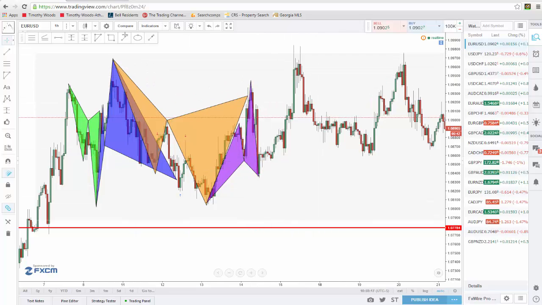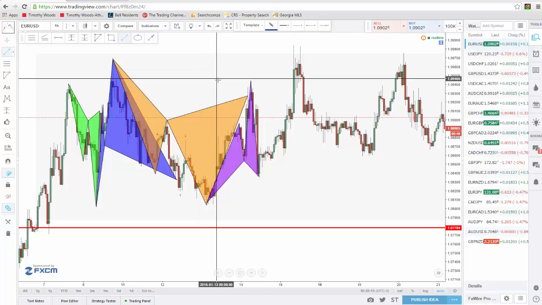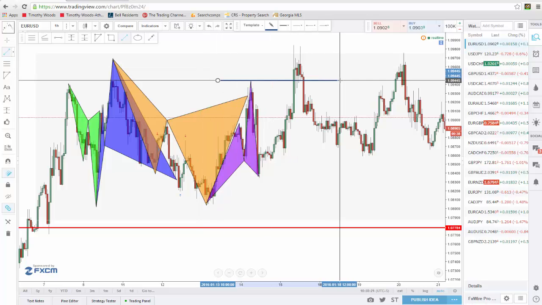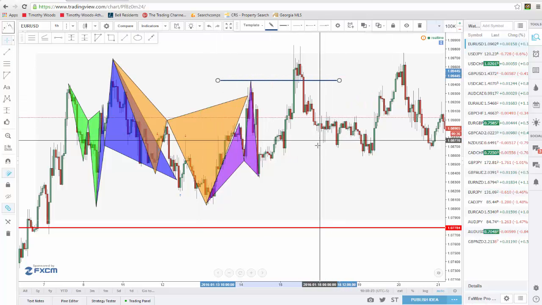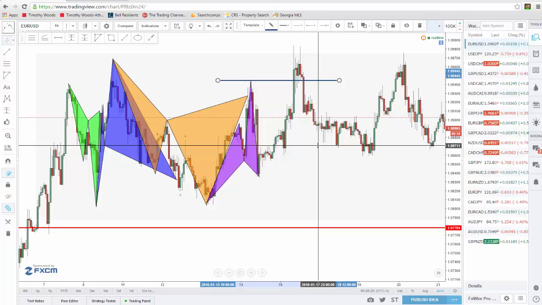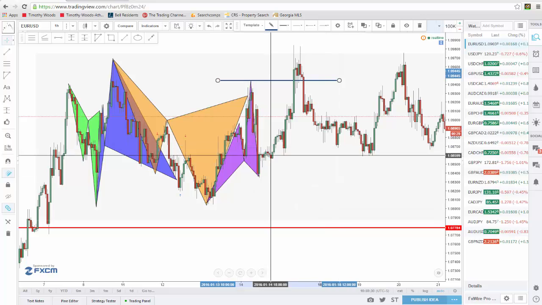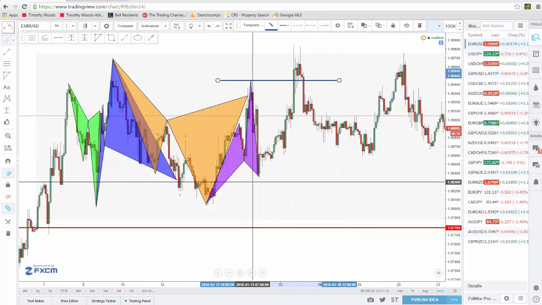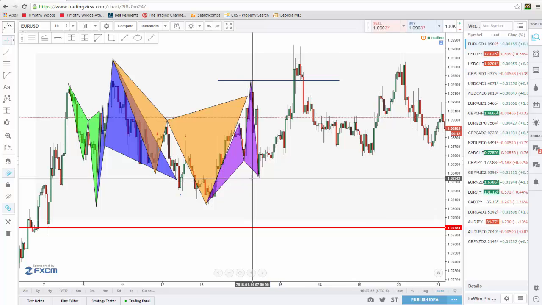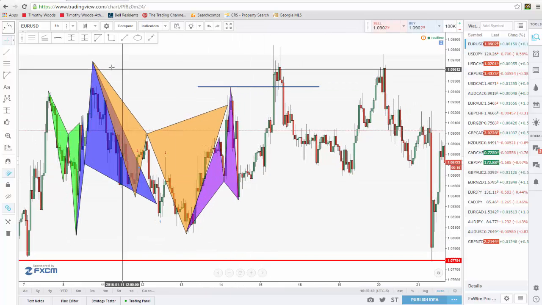Next up, here on the euro dollar, what did we do? We broke structure to the upside. For those of you that have seen my 786 strategy video, you know what I do whenever this happens. And for those of you that haven't, I'll put a link in the bottom right hand side of your screen to a video tutorial I have on a strategy that I use called the 786 strategy. There's the break and close above structure.